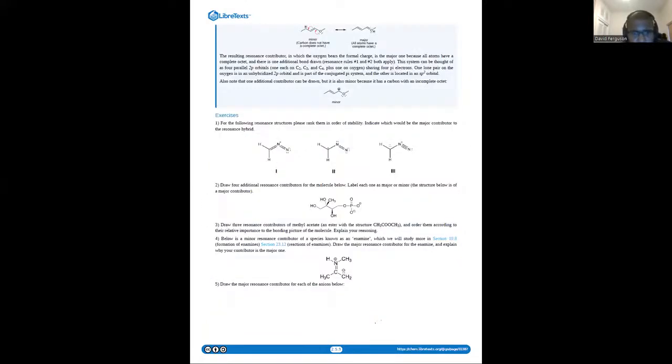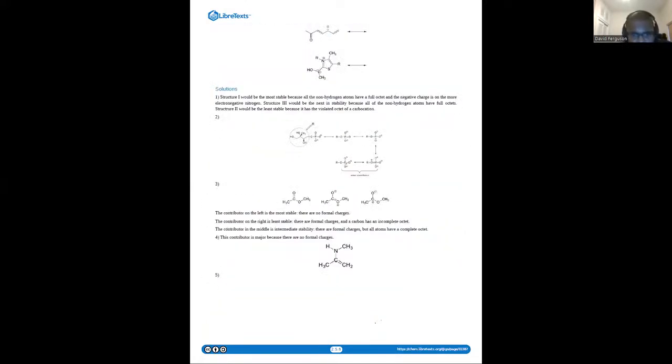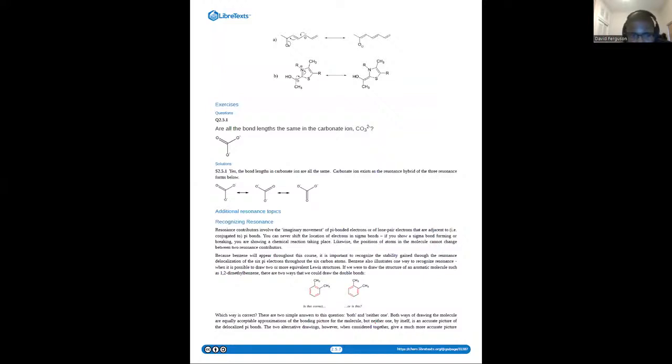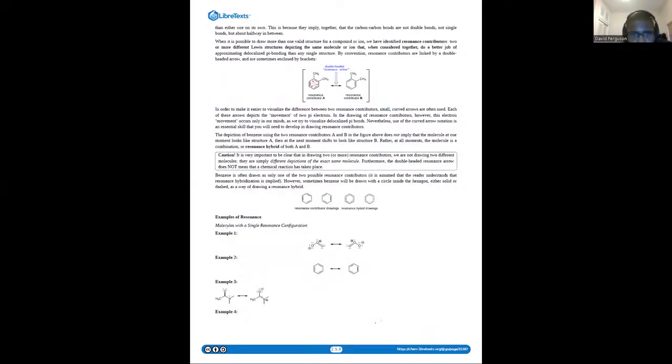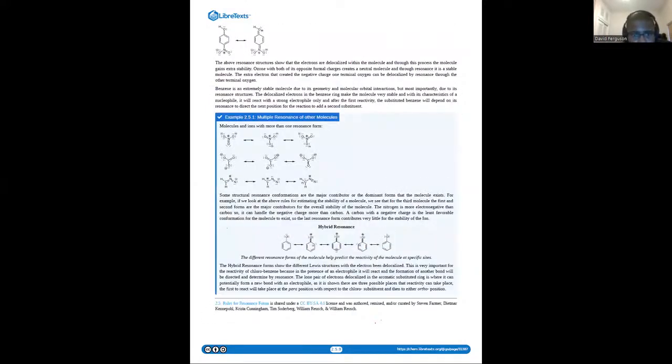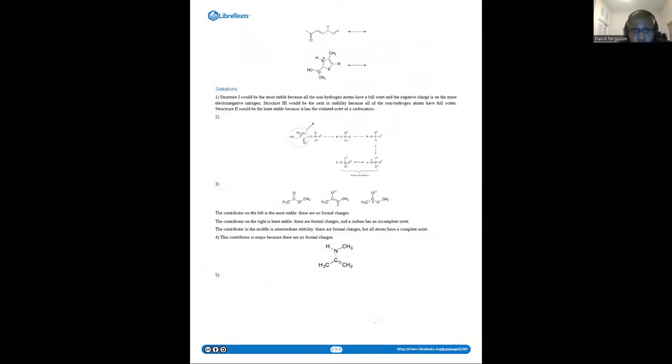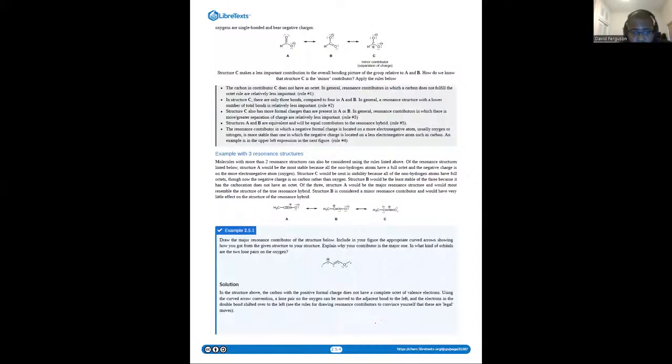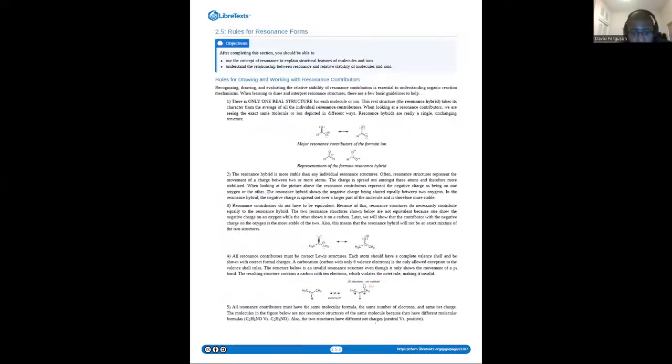So we're surveying this material. This is a little bit beyond general basic chemistry in terms of some of these ideas, but we're only studying that which is relevant to us for general chemistry. So we just survey the material. Let's read through it. Recognizing, drawing, and evaluating the relative stability of resonance contributors is essential to understanding organic reaction mechanisms.